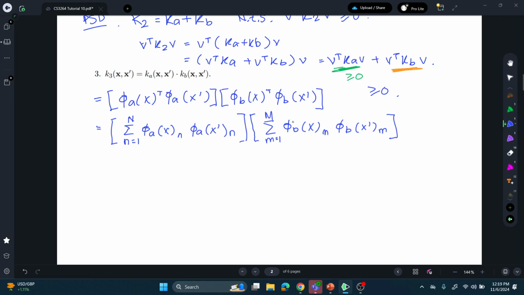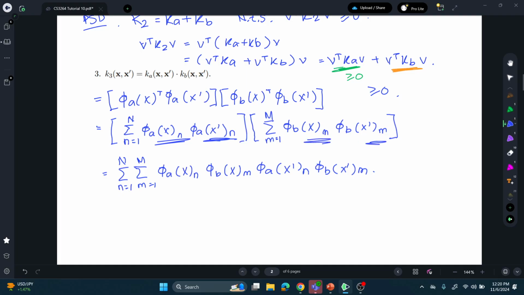Now I notice that I have a sum, and because I'm multiplying, I can combine them into one huge sum. So this will be n equals 1 up to capital N, and m equals 1 up to capital M. This will be phi A of x, element n, multiplied by phi B of x, element m, then phi A of x prime, element n, and phi B of x prime, element m. Because this is a summation and I'm just doing a multiplication, this part depends on n and this part depends on m, so I can write this as a double sum. Questions on this?